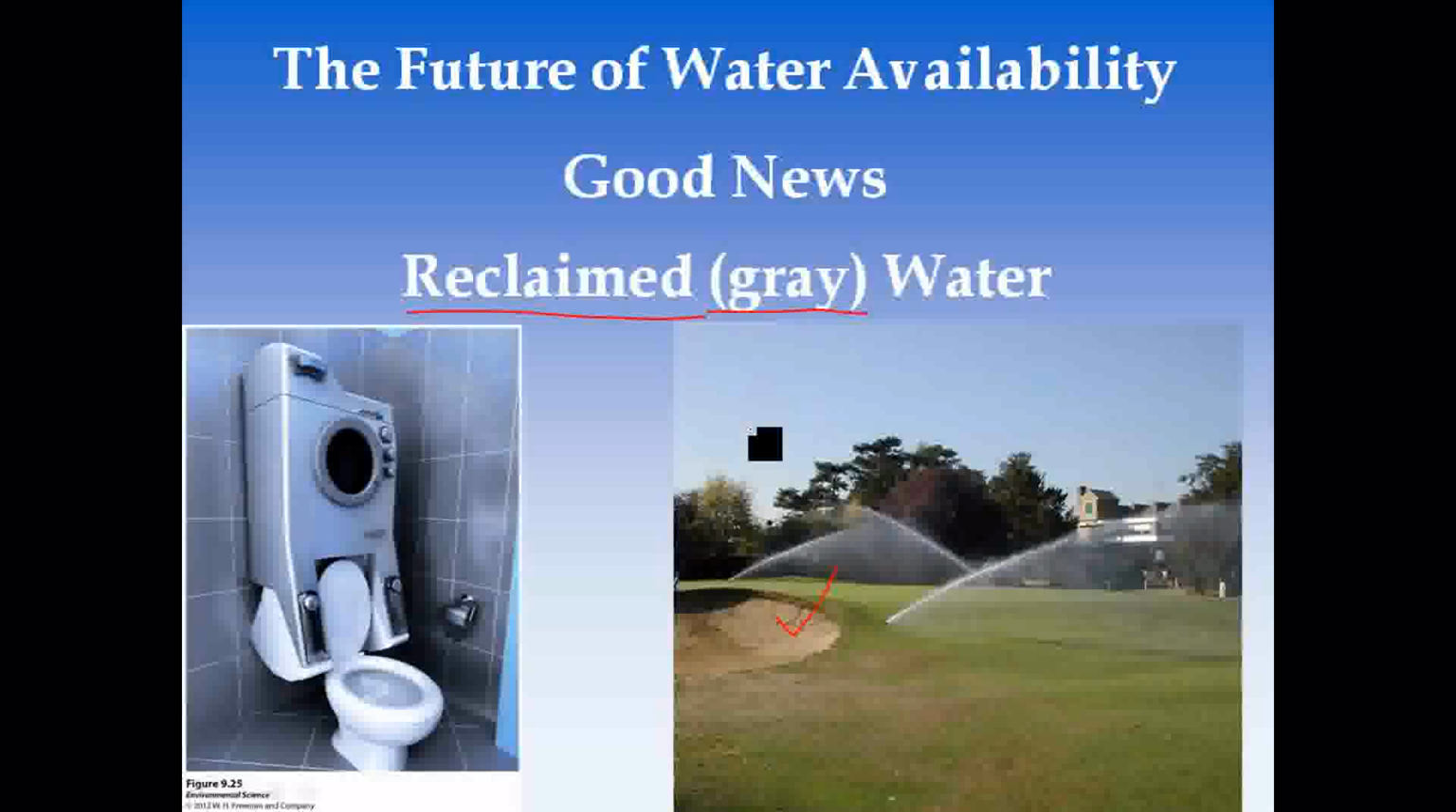Now that water doesn't make the trip all the way to the water treatment facility and get the full treatment. Instead, that water is held. It sits in a settling tank so that the solid materials can fall down to the bottom. And then that water is pumped back to places like this. Places like golf courses. Obviously, golf courses require a great deal of water to keep that grass nice. Everybody likes a nice, beautiful green golf course. So they've taken to using gray water.